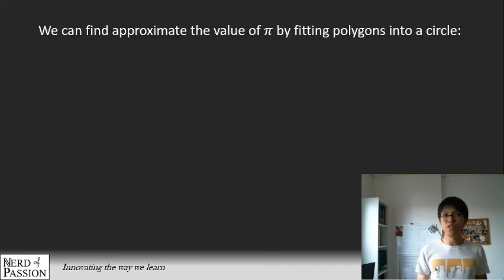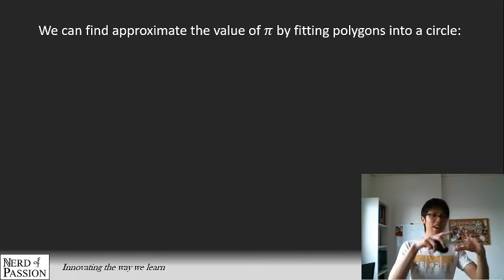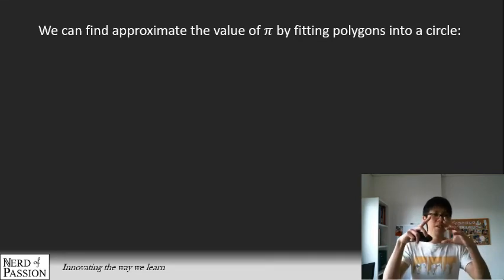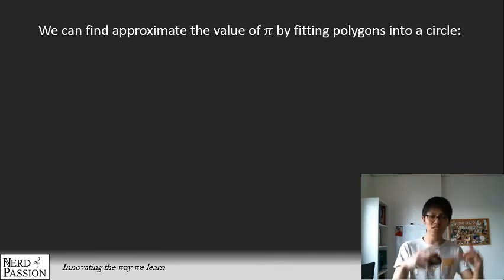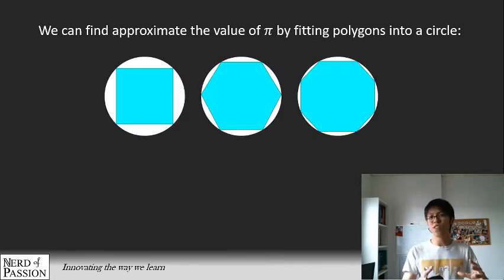One way to do it is to fit polygons into a circle. If you remember what a polygon is, it's something like a square, a pentagon, a hexagon: straight sides, all with equal length. If you look at the picture, we can fit a polygon into a circle, and we can use this idea to approximate the value of pi.